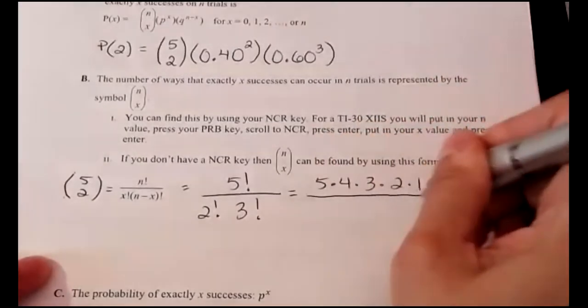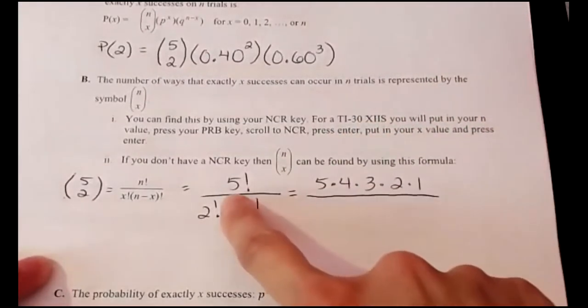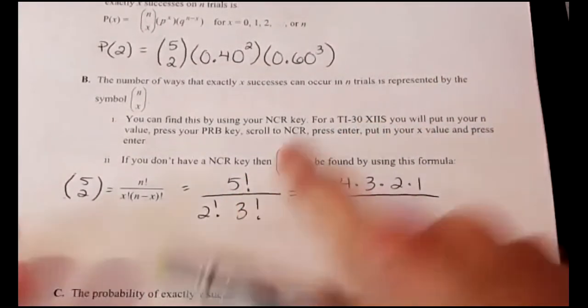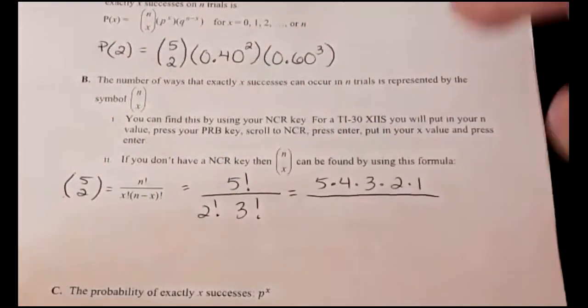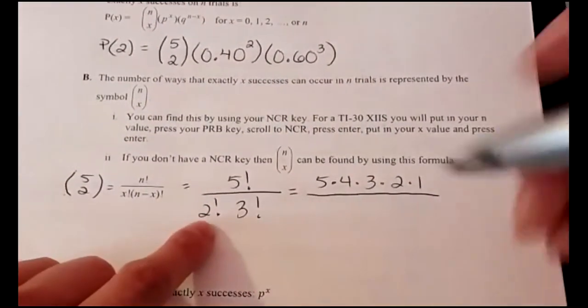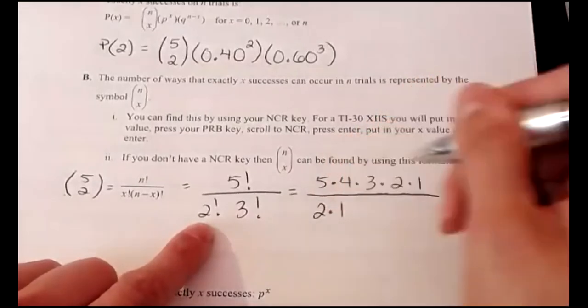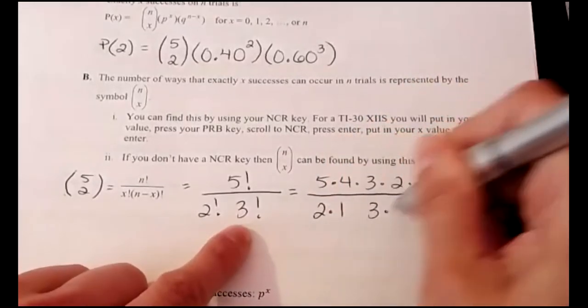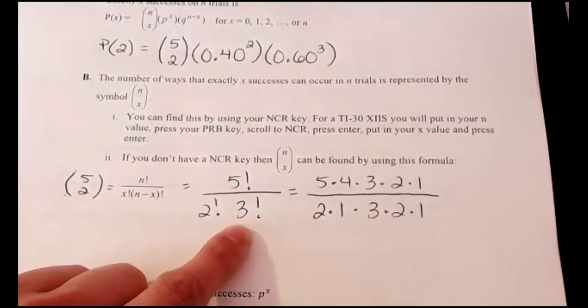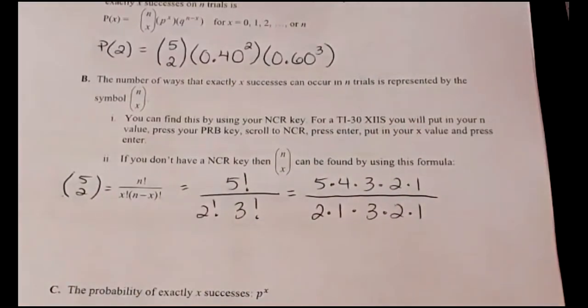So that's 5 factorial. Think about this exclamation point here. It just kind of means like you expand it. So 5 times 4 times 3 times 2 times 1. 2 factorial is going to be 2 times 1. And then 3 factorial is 3 times 2 times 1. So we could do this by hand. Let me show you what happens when we simplify.